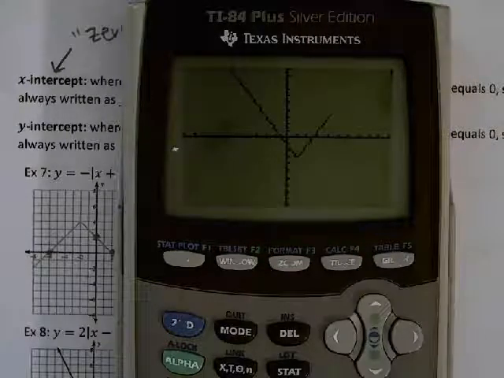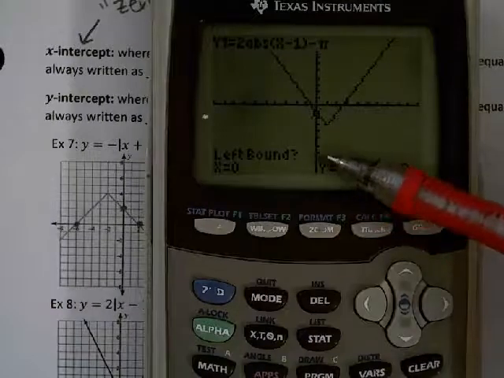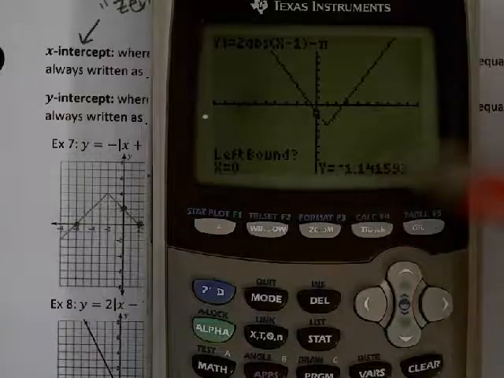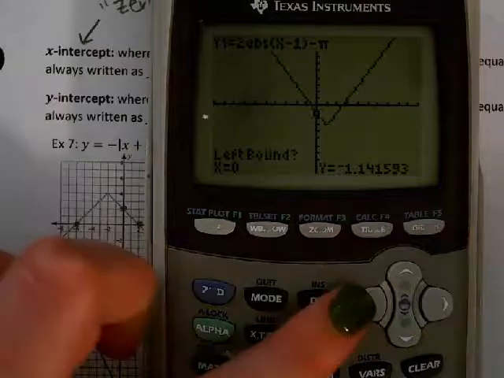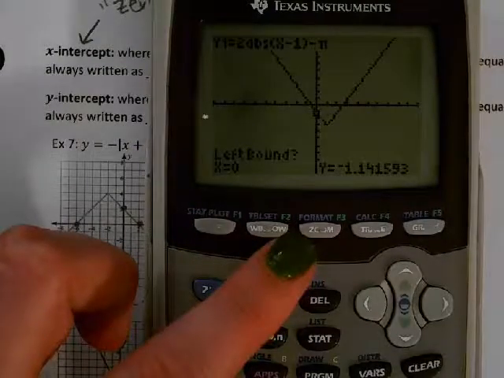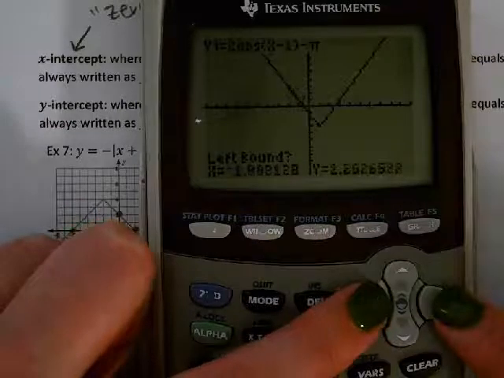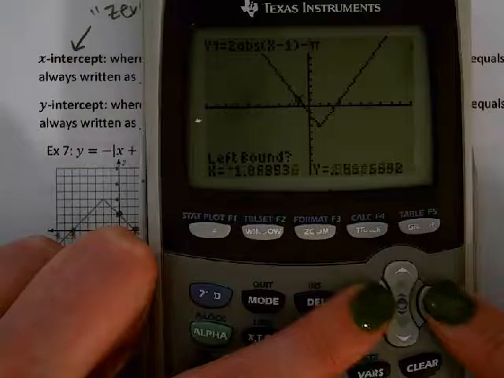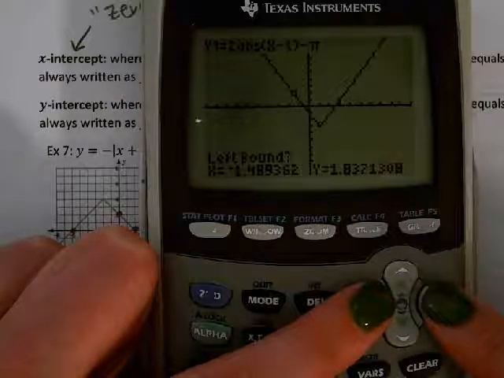Now, when you do this, it's going to start asking you questions. So it's going to ask you for left bound and right bound. You can do your left bound and right bound which is using these arrows to scroll. You can see that I'm moving my cursor left and right. So what the calculator is asking you to do is it says, I'm not very smart. I need you to show me where the x-intercept is, okay?